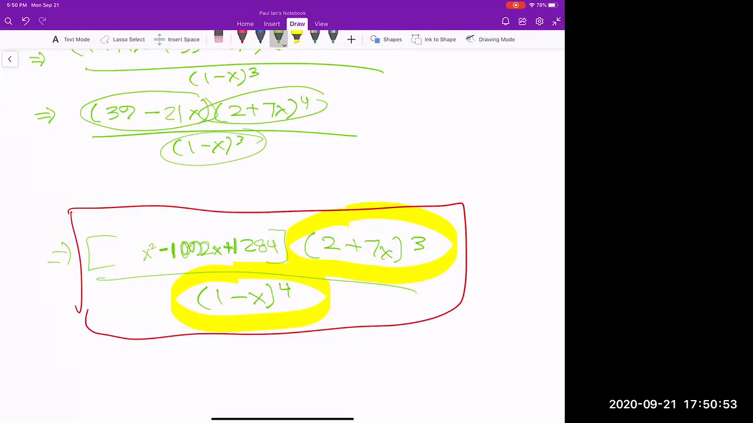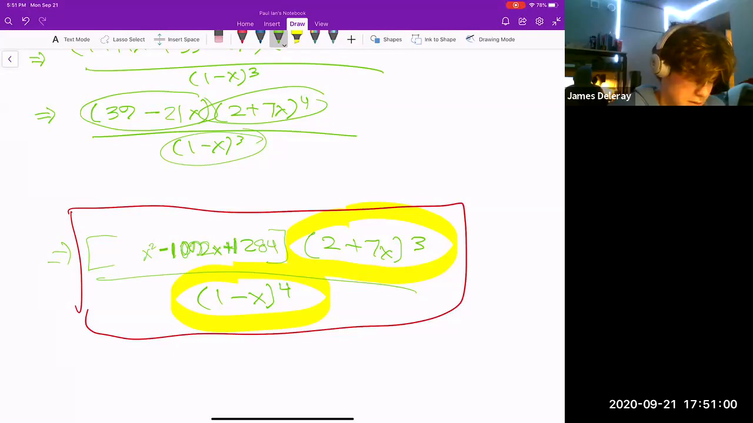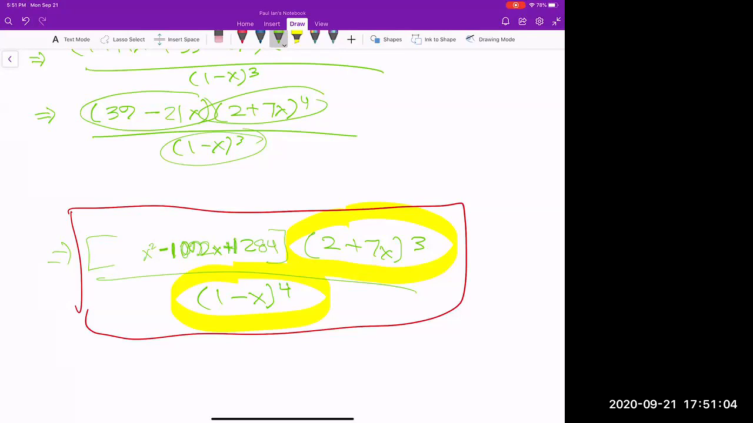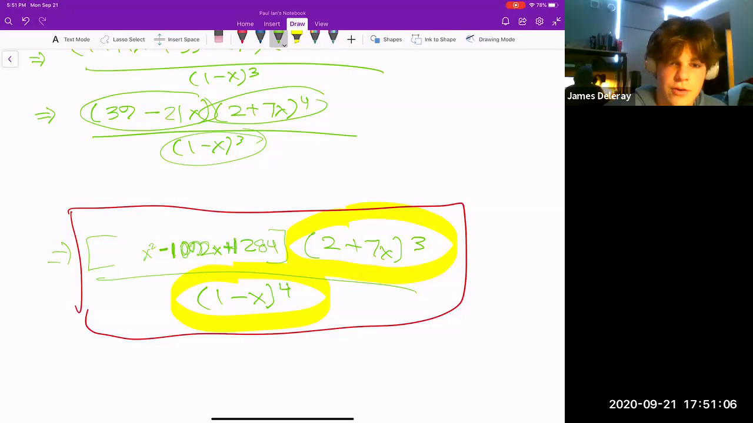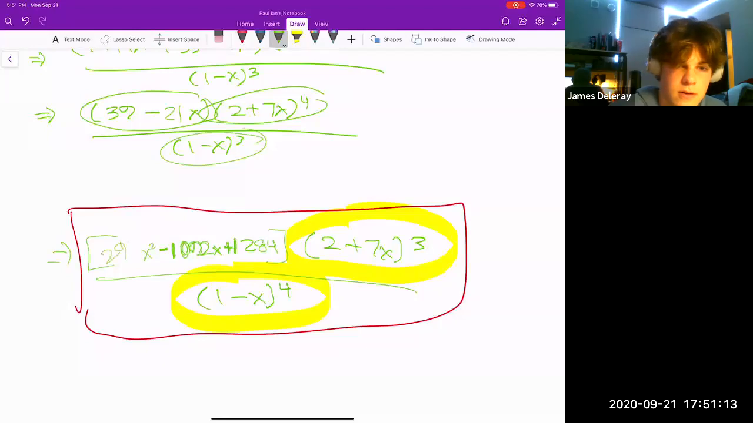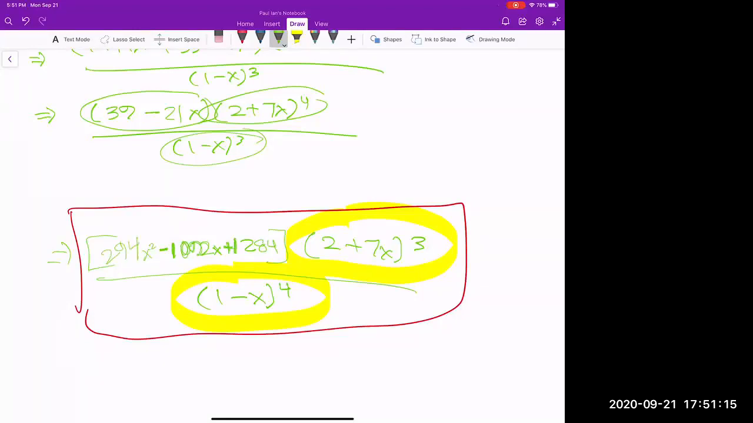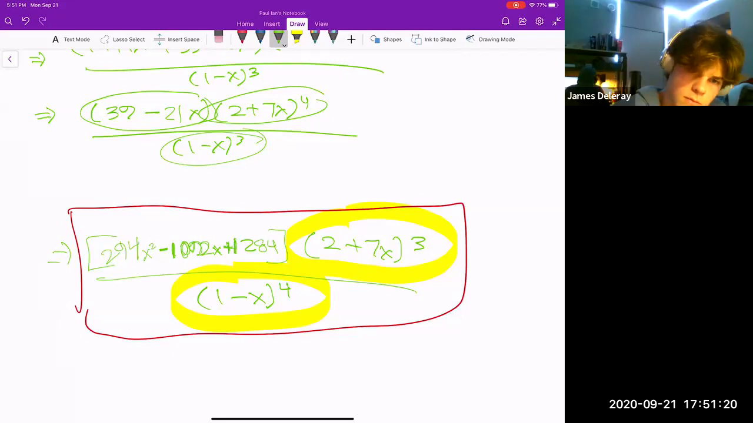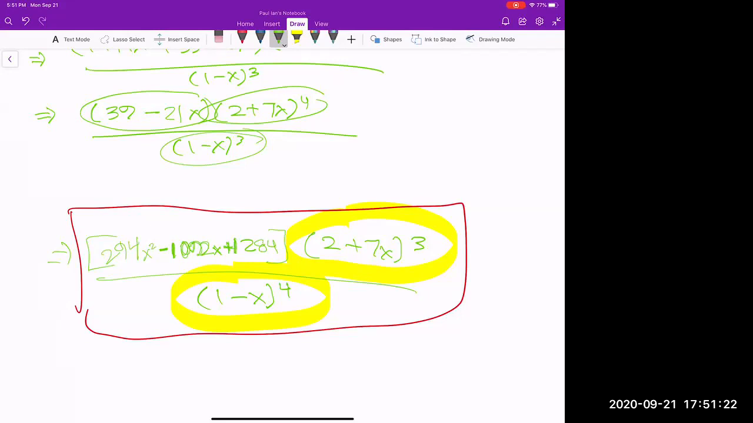So you're not able to get an x squared term, is what you're saying. No, I have an x squared term. But I'm telling you, it's gonna end up bigger than the third term, bigger than 1284. It's not 1284. 1284 is the one without the x. Did you get 294 x squared?